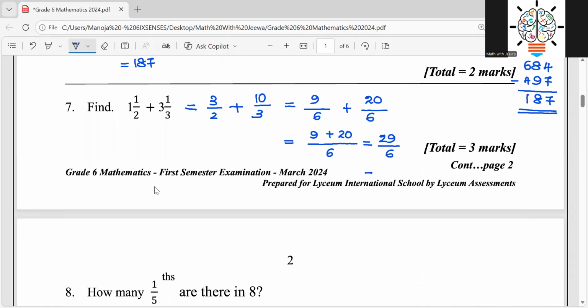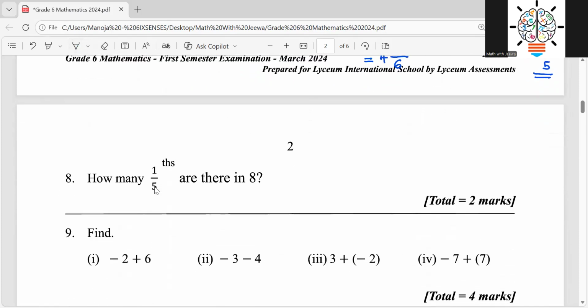29 over 6. But I want to write the answer as a mixed number because the original question is with mixed numbers. So then 29 I divide by 6. 6 times 4, 24, and 5 remained, right? So then I write the answer 4 and 5 over 6. That is my final answer, 4 5 over 6. Right. Then I'm moving to the next question.